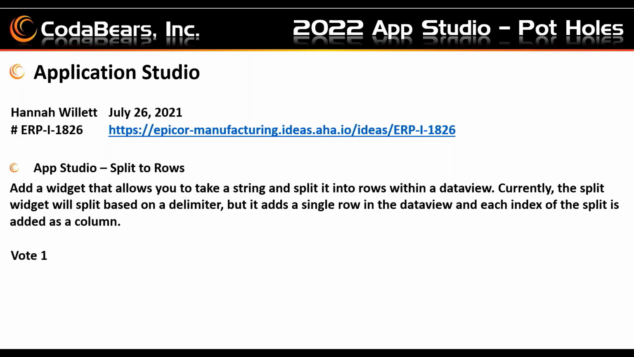The next one is also from Hannah, and that was App Studio splitting to rows. She wanted the ability to have a widget that allows you to take a string and split it into rows within the data view. It adds a single row right now, but not multiples. And she's looking for the ability to add multiple rows into that. I would almost say it could possibly do that with a Zing chart, but that's not necessarily going to be the same thing that she's looking for.